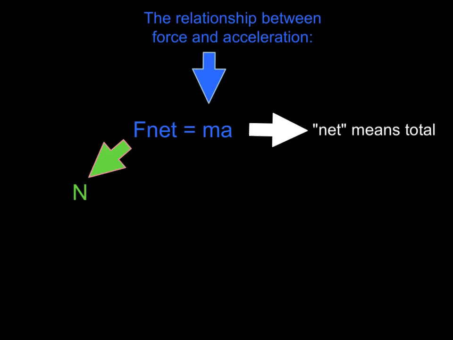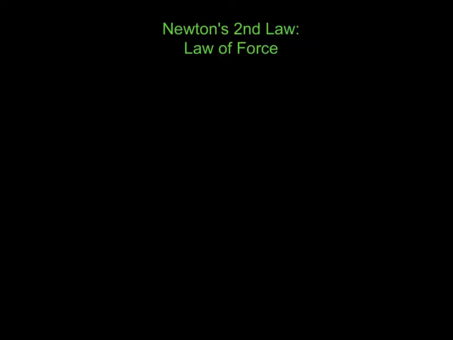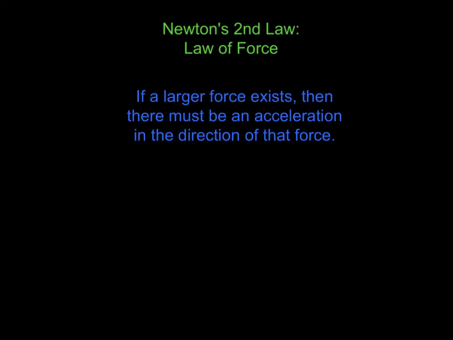Forces are measured in a unit called newtons. The symbol for that is a capital N. Mass is measured in kilograms, and acceleration is measured in meters per second squared. And now that we know the relationship between force and acceleration, we're ready to write down Newton's second law, called the law of force. Newton's second law then says, if a larger force exists, then there must be an acceleration in the direction of that force.